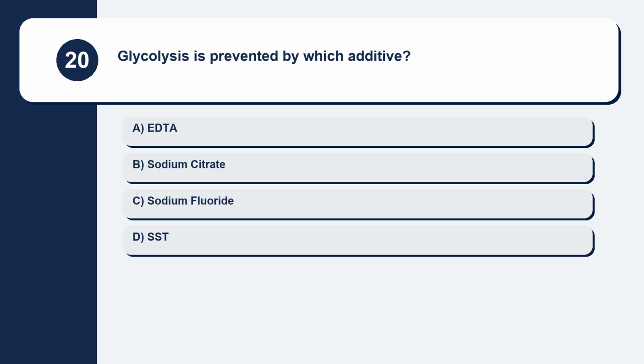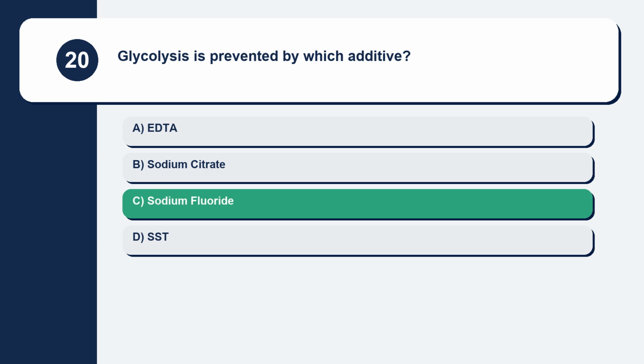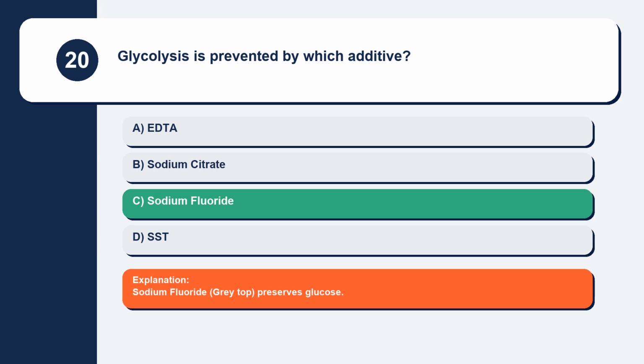Question 20. Glycolysis is prevented by which additive? EDTA, sodium citrate, sodium fluoride, or SST. Sodium fluoride gray top preserves glucose.